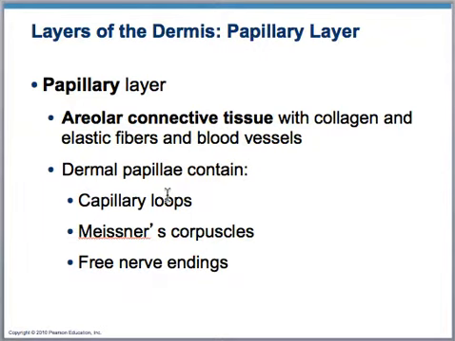Meissner's corpuscles, which is a very funny and fancy name, after the scientist who discovered them, are touch or pressure receptors as well in our arm. We'll talk more about those in a little bit. And free nerve endings. Free nerve endings are going to contribute to things like temperature and pain in our skin.